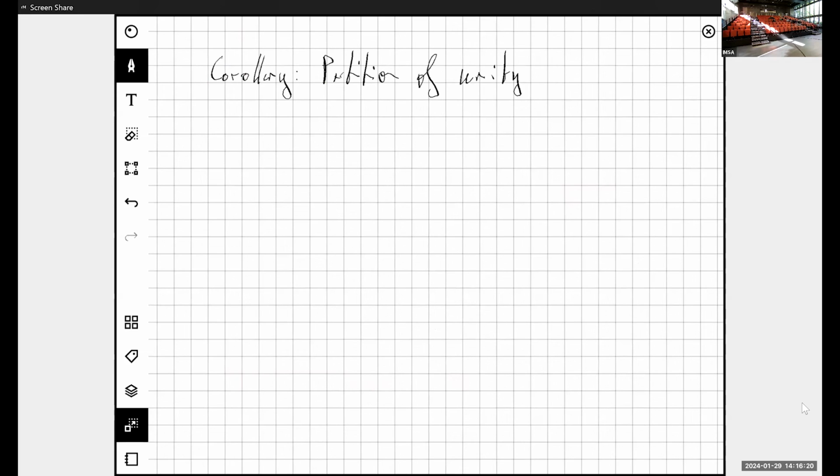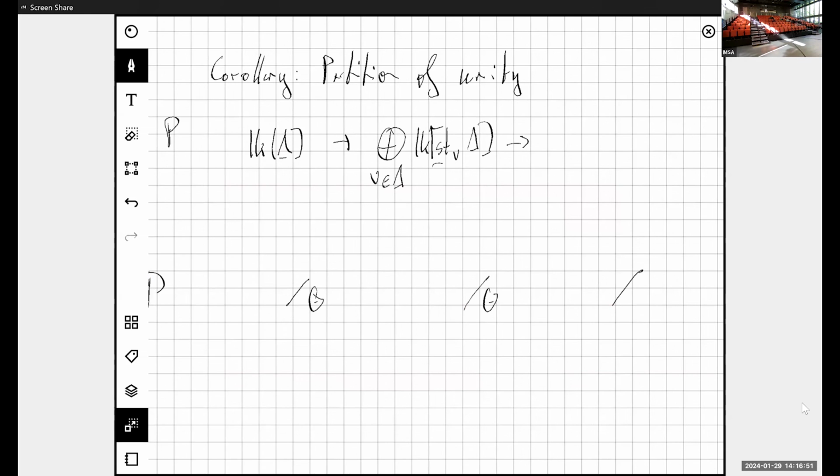Okay, so what is partition of unity? Well, I have this map, right? I have K of delta to the direct sum over the vertices in delta of K star of delta. All right, and so on and so forth. That was the partition complex. But now I also have the same thing with theta modded out, all right? And that was P tilde of delta.